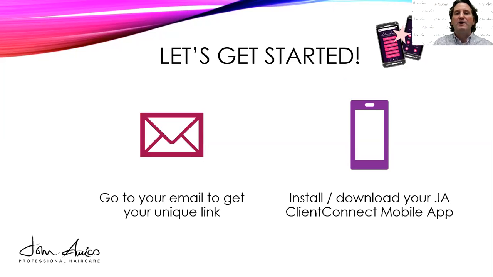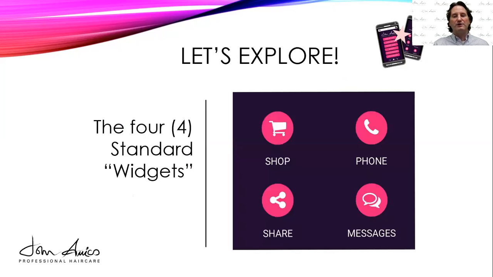So really simple. Once you install and download it to your phone, you're going to get 4 standard widgets. These widgets work as follows. The first one is the shop. This will allow your clients to go shopping through your electronic business card, through your mobile app that resides on all of your clients' phones. The next is the phone. When they need to communicate with you, they can click on phone, it will call your phone. Next is share. This is the viral componency where they're happy with your services and everything that you do, and they share your information with others. And finally, messages. You can send messages to your client's phone.